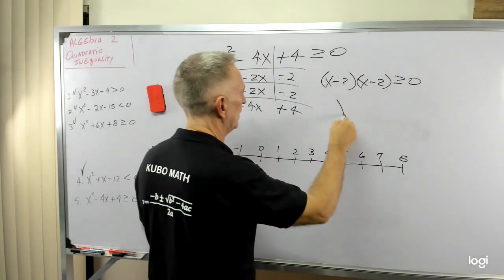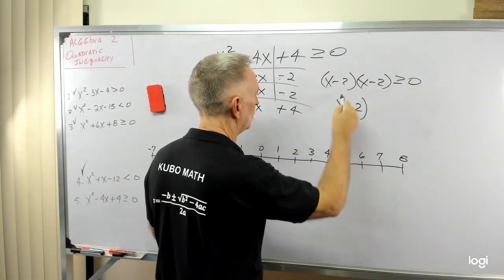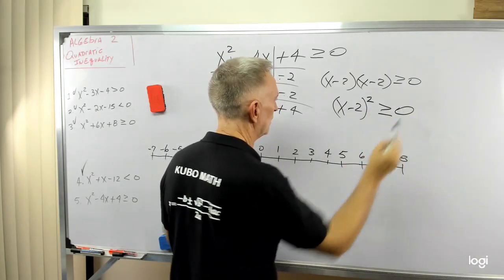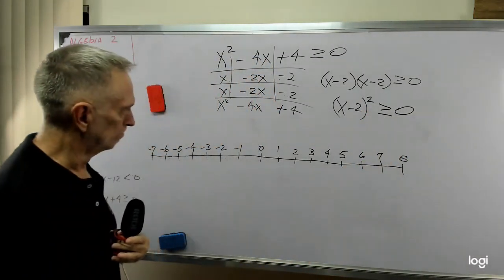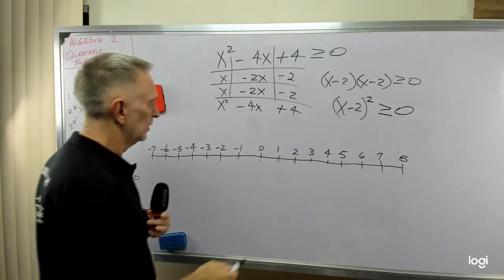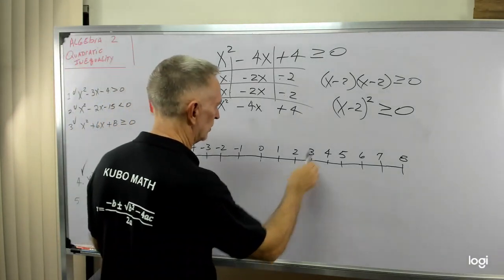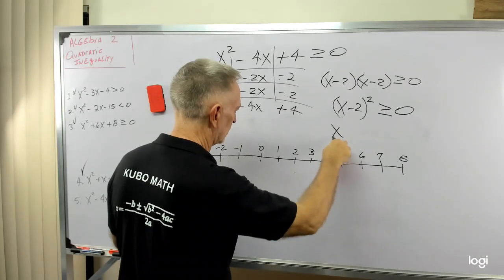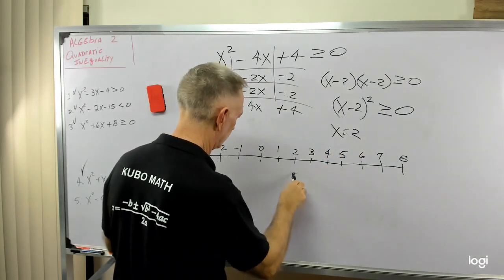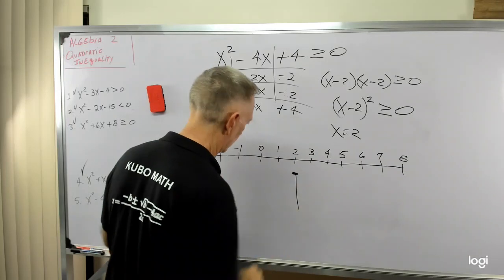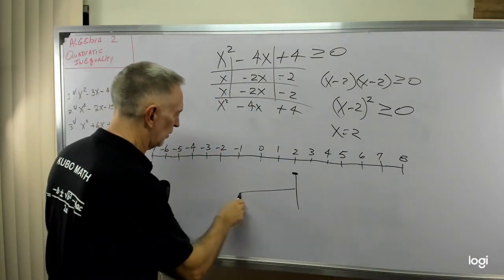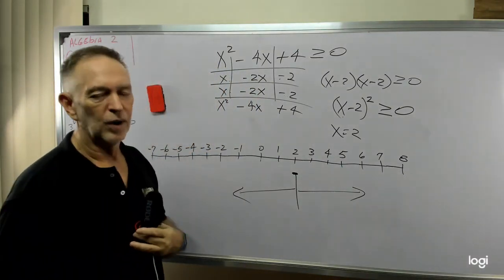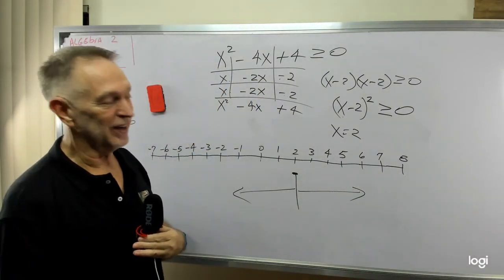Well, what does that mean? That's x minus 2 squared is greater than or equal to 0. Greater than or equal to. So 2 minus 2 is 0, so x equals 2. So now I have numbers on this side, numbers on that side. But what jumps out at you already?